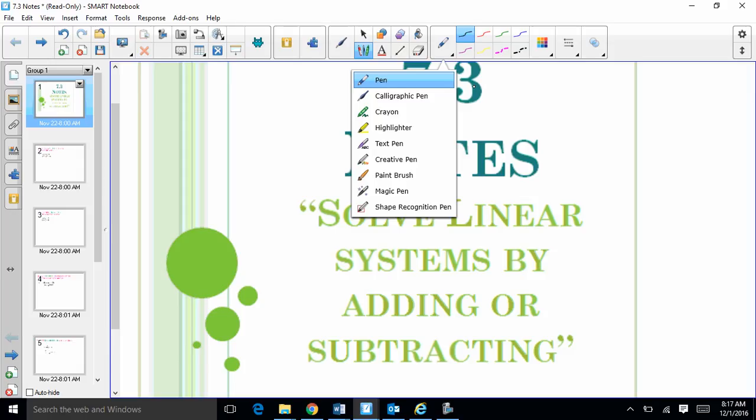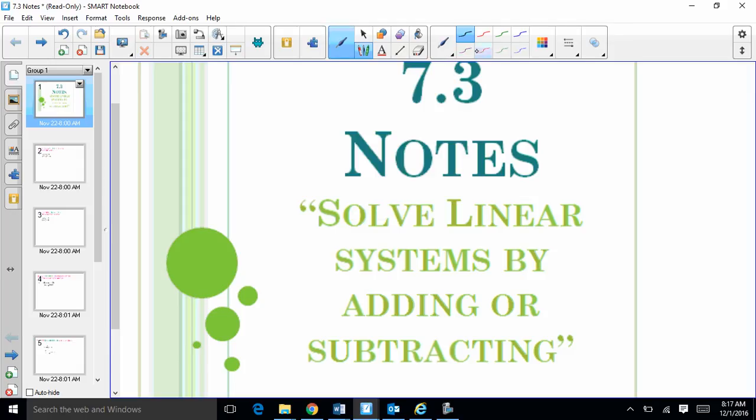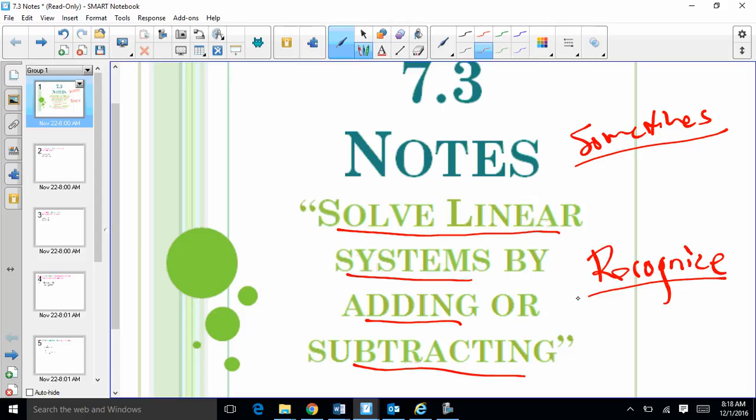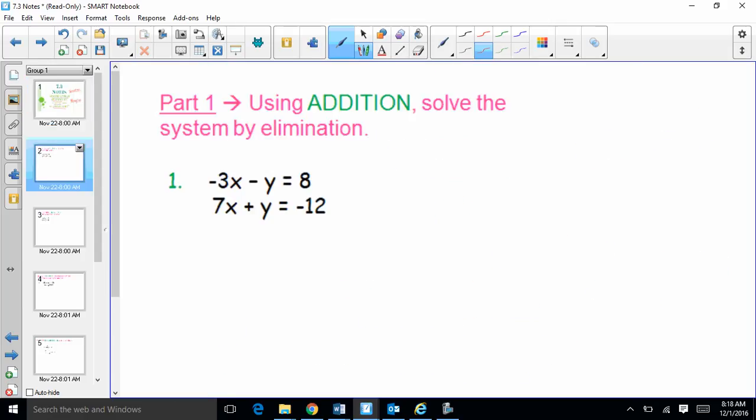Let me get my pen going here. Sorry about that. Solving linear systems. This time, we're using addition and subtraction. There are many different ways to find your solutions given two equations. And here's another trick. This works sometimes. In certain situations, and if you can recognize the situation, it can really help you and save you some time. Okay, so let's just jump right in.